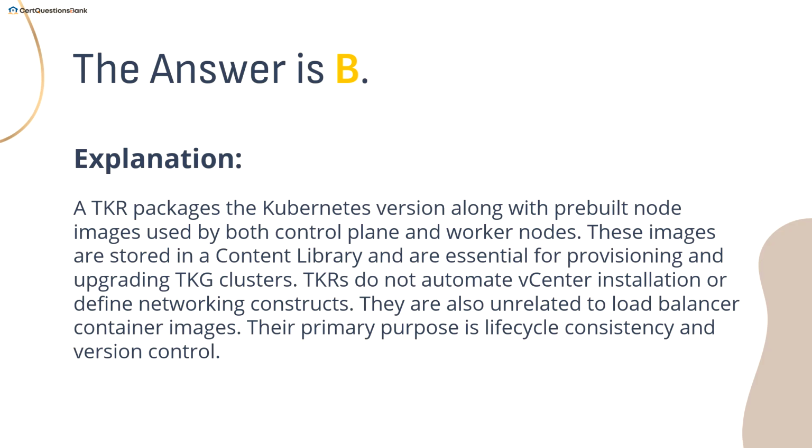The answer is B. A TKR packages the Kubernetes version along with pre-built node images used by both control plane and worker nodes. These images are stored in a content library and are essential for provisioning and upgrading TKG clusters. TKRs do not automate vCenter installation or define networking constructs. They are also unrelated to load balancer container images. Their primary purpose is lifecycle consistency and version control.